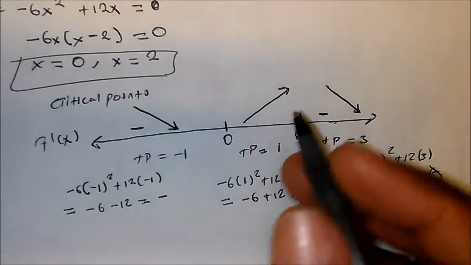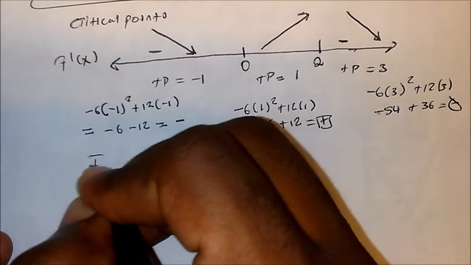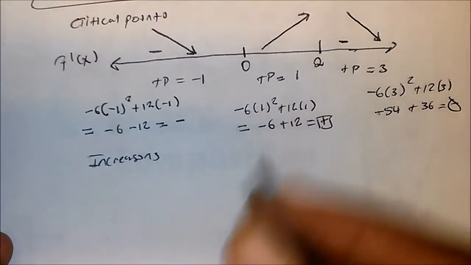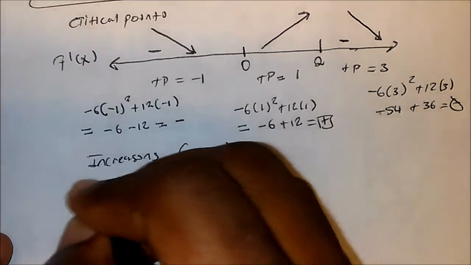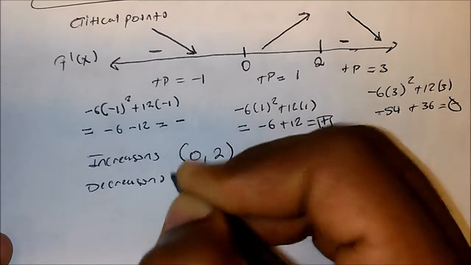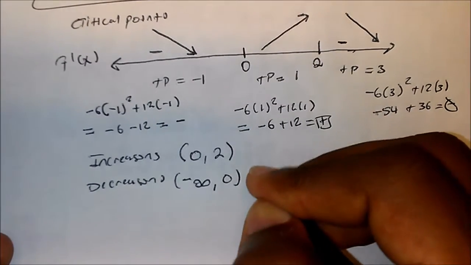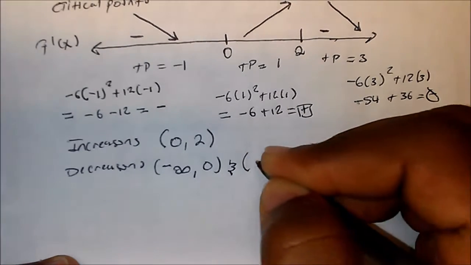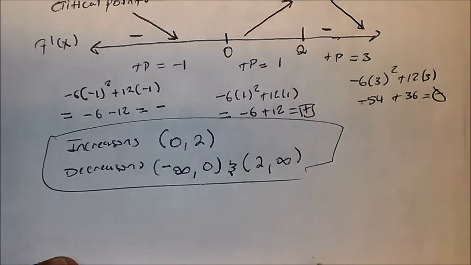All right. So we could say the function is increasing on the interval from 0 to 2. It's decreasing on the interval from -infinity to 0, right? -infinity to 0. And also 2 to positive infinity, right? So this is where my function is increasing and decreasing. So this is what the first derivative study tells us.